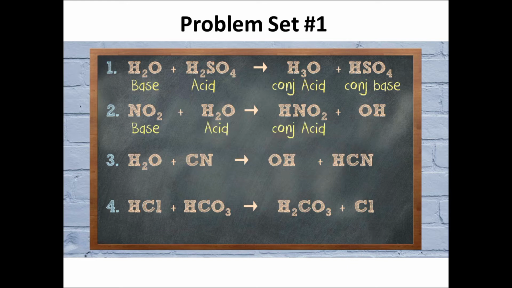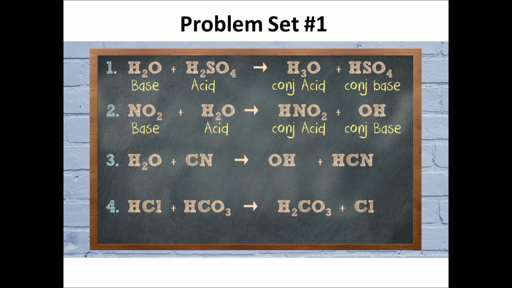The acid is the one that donates the hydrogen, and H2O, having lost a hydrogen, becomes just OH minus, or the hydroxide ion. So our base is NO2 minus, our acid is H2O, and then our conjugate acid, which forms from the base, is HNO2, and our conjugate base, which forms from our acid, is OH minus.